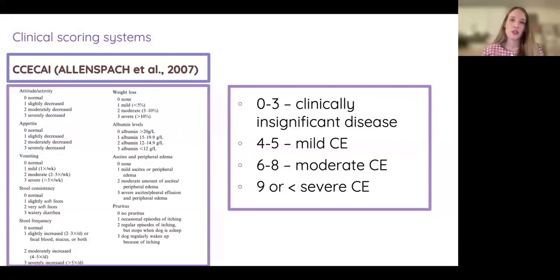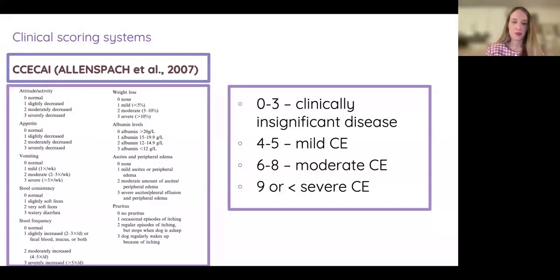Normally we would grade 0 to 3 as a clinically insignificant disease. So when you have a remission, you want to see your patient around that number or as close to 0 as possible, but not above 3. And then 4 to 5 would be a mild chronic enteropathy, then 6 to 8 moderate, and above 9 a severe presentation.